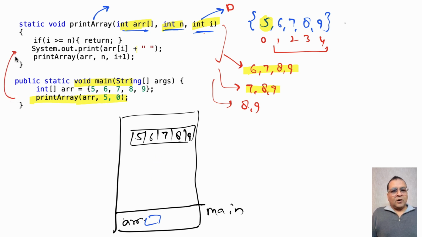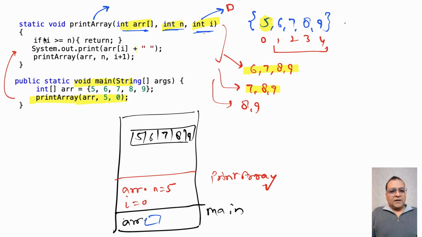Now the main function calls the print array function. When the print array function is called, then the stack frame of the print array function will be created. And this stack frame has arr, which is nothing but the reference to the entire array. Then it has n, which is equal to 5, which is the length of the array. Then it has I. Initially the value of I is 0.